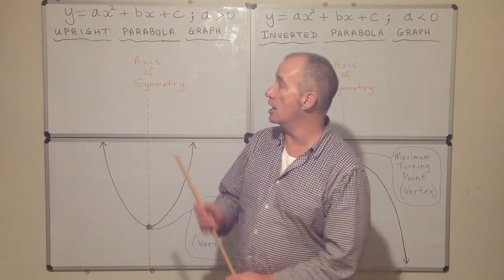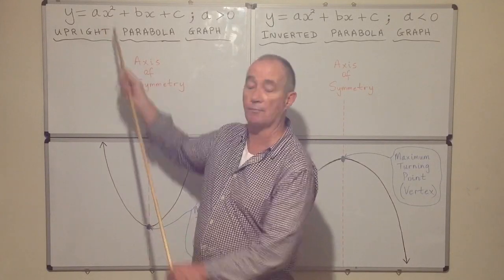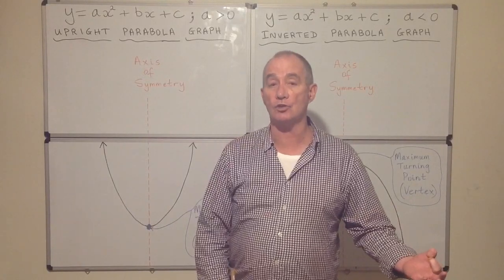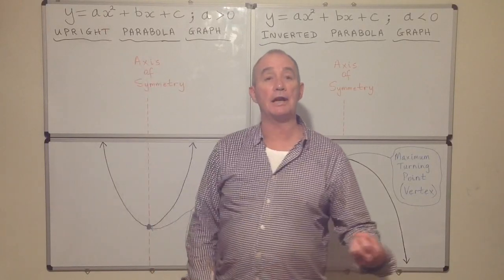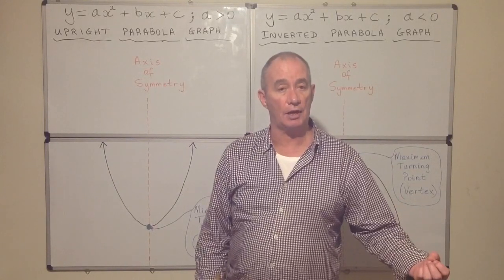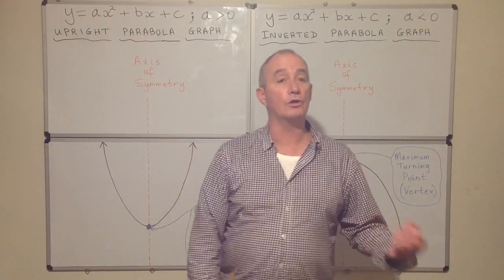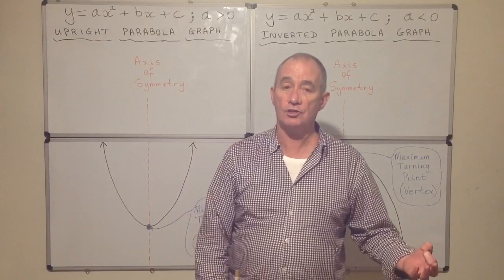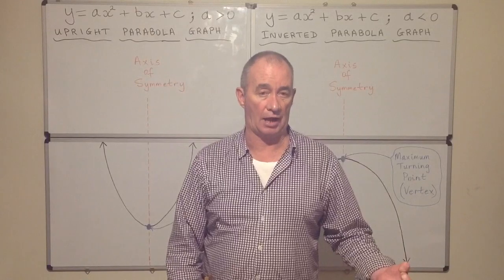The reason for that is, if a was allowed to be 0, then we'd have 0 multiplied by x squared, which is 0, meaning the x squared term would disappear. Now, a quadratic equation must contain x squared. So if a was equal to 0, then this equation would not contain x squared, therefore it would not be a quadratic equation. So that's just a couple of reminders about things we discussed in lesson 1 on this topic of quadratic equations and their graphs.